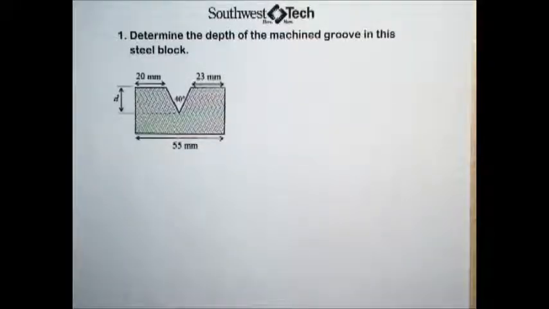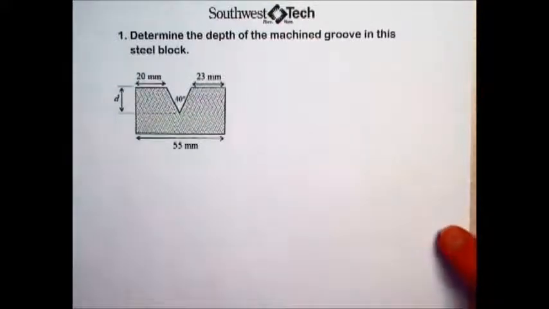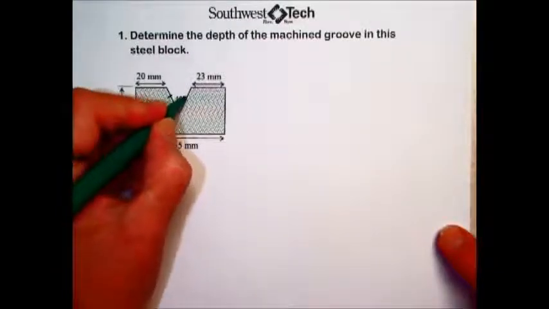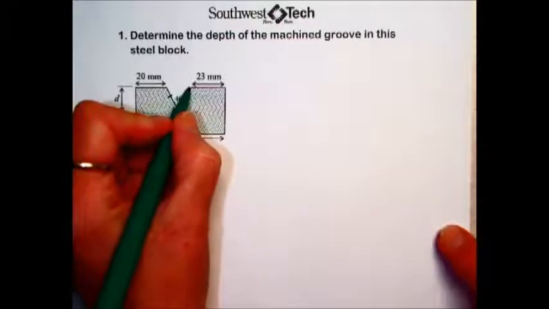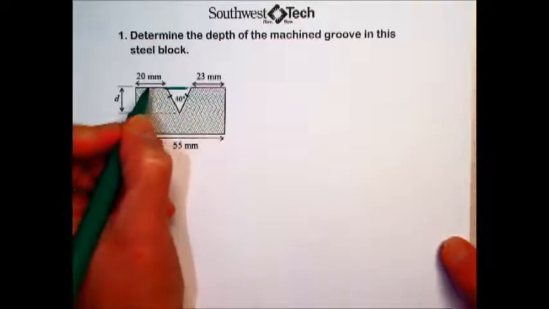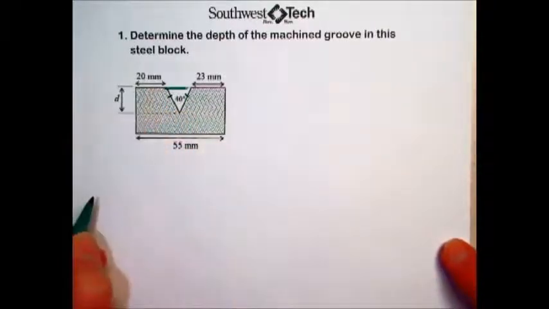Practice set 19, problem 1. Determine the depth of the machine groove in this steel block. The groove is really an isosceles triangle with two equal sides. We're going to draw a line across the top to fill in the gap, then determine its length.